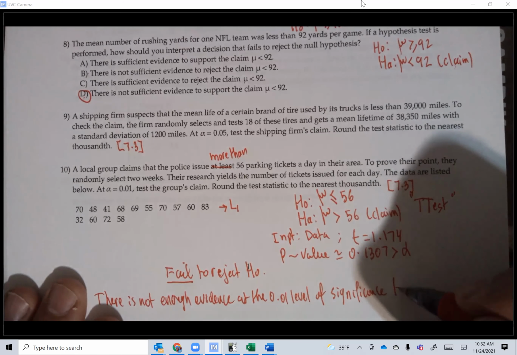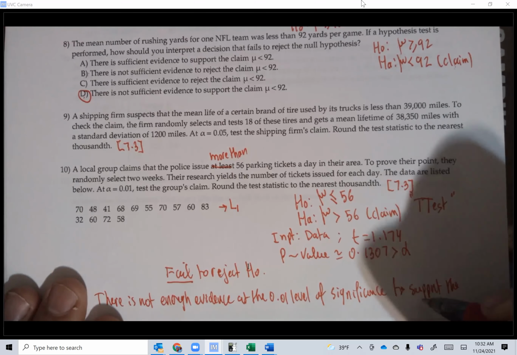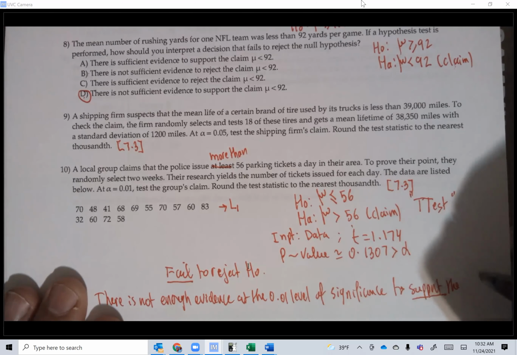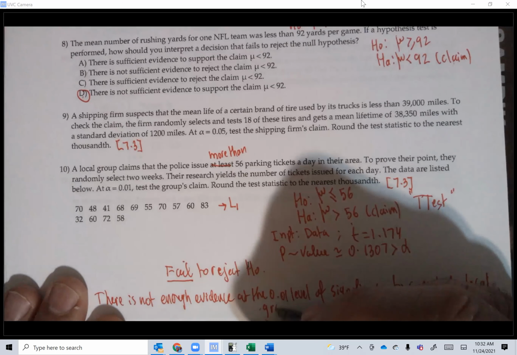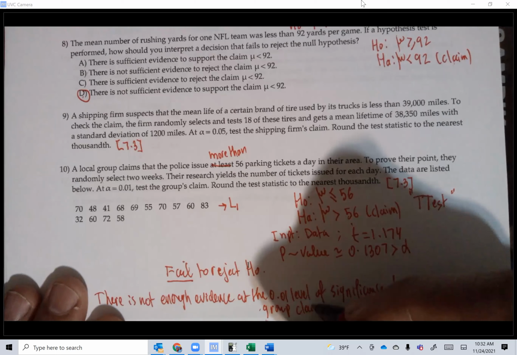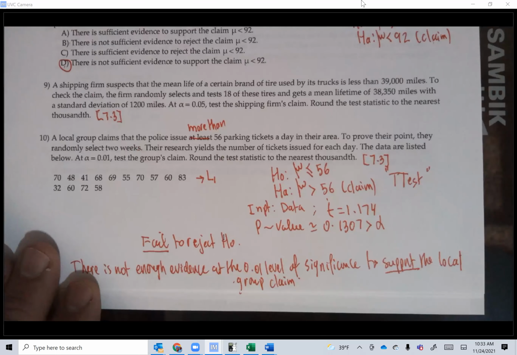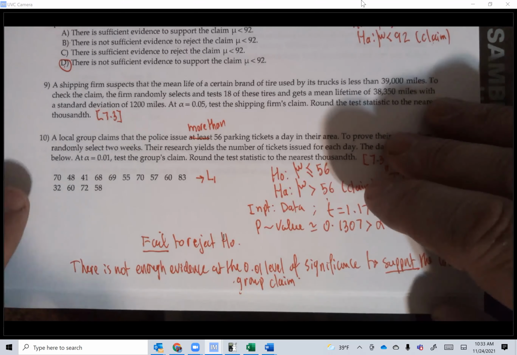To support. And why did I put the word support here? Because the claim is right here. Local group claim. All right, guys, so that's number 10. Next question.